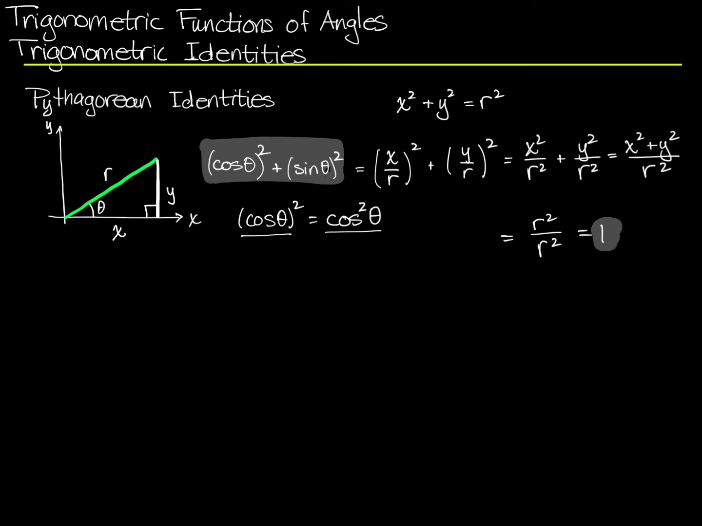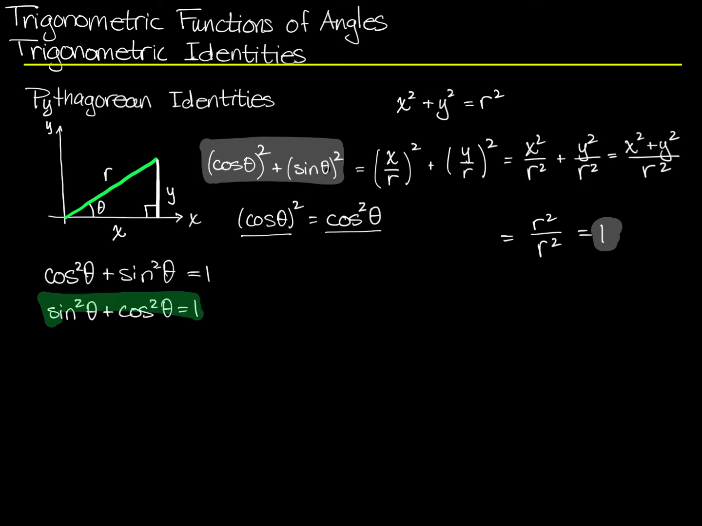Now, if I use that notation, I can rewrite this expression and its equality as cosine squared theta plus sine squared theta equals 1. Most of the time, it's written the other way around. Sine squared plus cosine squared equals 1. And this is the primary Pythagorean identity. Let's go ahead and highlight that. And in fact, I think I'll use a different color. I'll use green for this one.